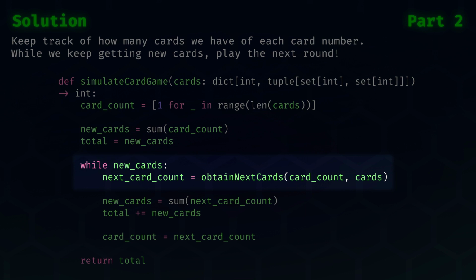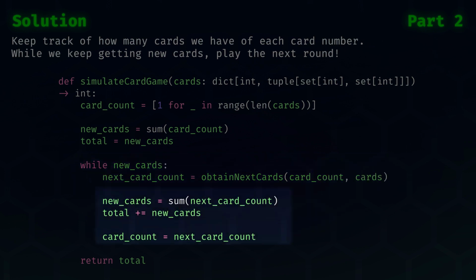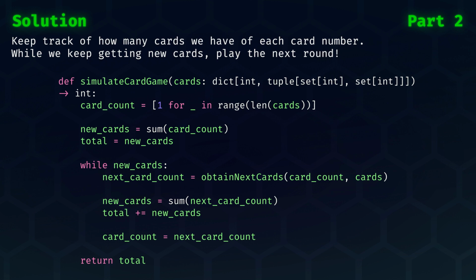Assuming that the obtain next cards function did its job, then we have an updated list of card counts. The values in that list represent how many cards we have for every ID, and the sum of this is the number of new cards which we have. We add these new cards to our total, and we prepare for the next round of simulation by updating the card count list with our new list. At the end, we of course return the total number of cards which we had during this entire game.